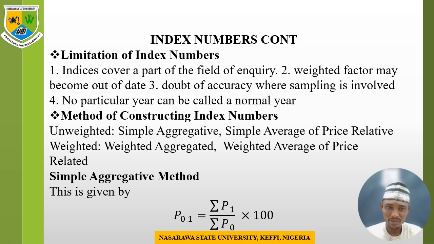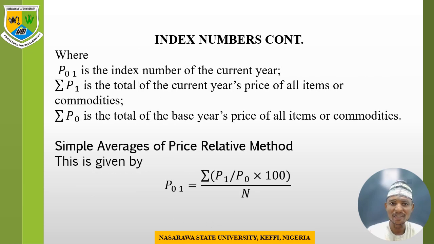The simple aggregate method is given by the sum of P1 all over the sum of P naught multiplied by 100, where the sum of P1 is the total of the current year's prices of items or commodities, while the sum of P naught is the total of the base year's prices of all items or commodities. Whereas the simple average of price relatives method is given by the sum of P1 over P naught times 100, all over N.